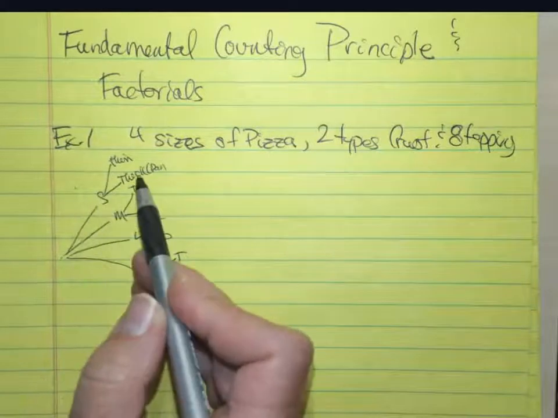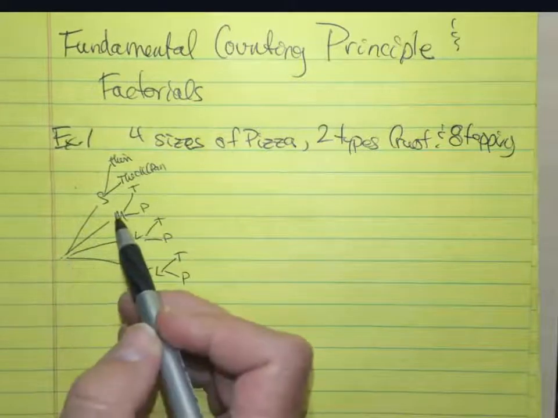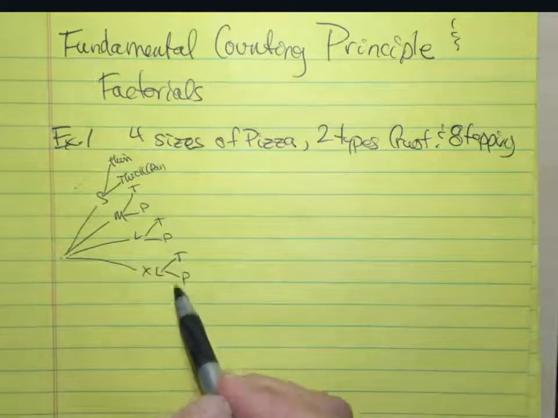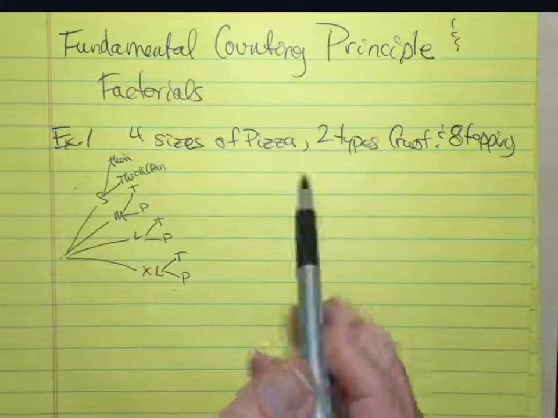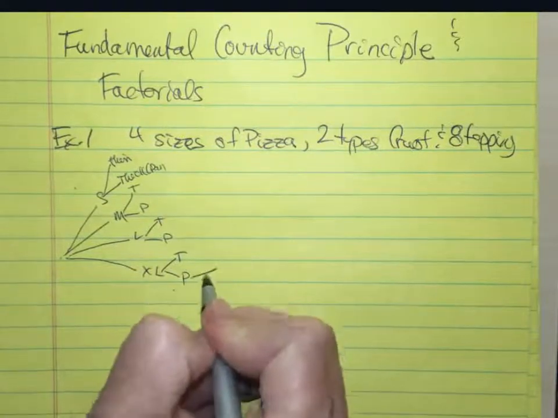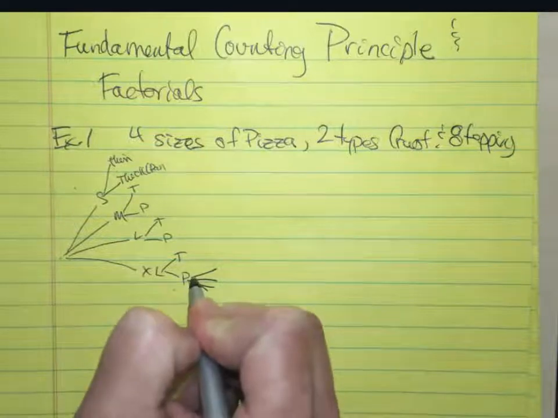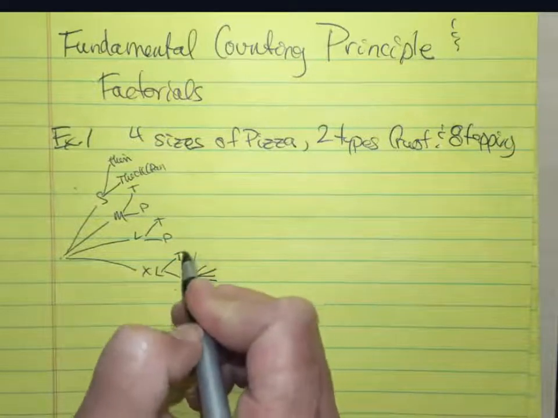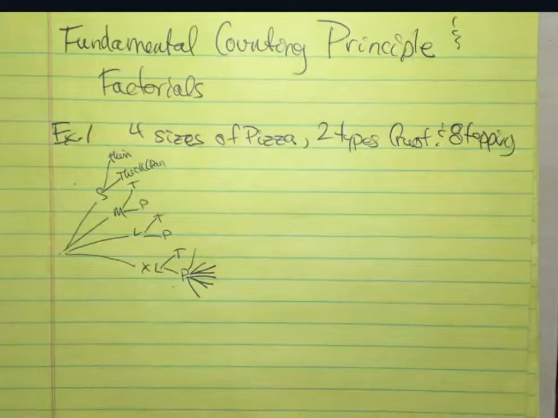So I could have a small pan crust. I could have a medium thick crust. So I have all those different possibilities. Now I have 8 toppings. So on each one I would need 1, 2, 3, 4, 5, 6, 7, 8. And I would need to do that on every single one. So it's going to get very large very quickly.